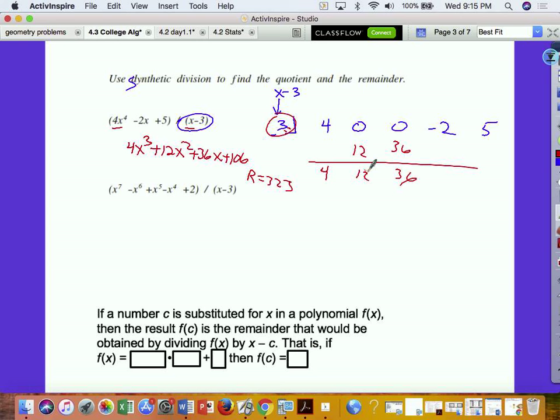Now we're done with these, so we ignore these. Take 3 times 36. 106. Add the vertical ones. Now ignore the first 3 terms because you're done with those. Now take the 3 times the 106. And constant, x, x squared, x cubed. Okay? So you do this one. Remember to put your zeros in for the missing terms.